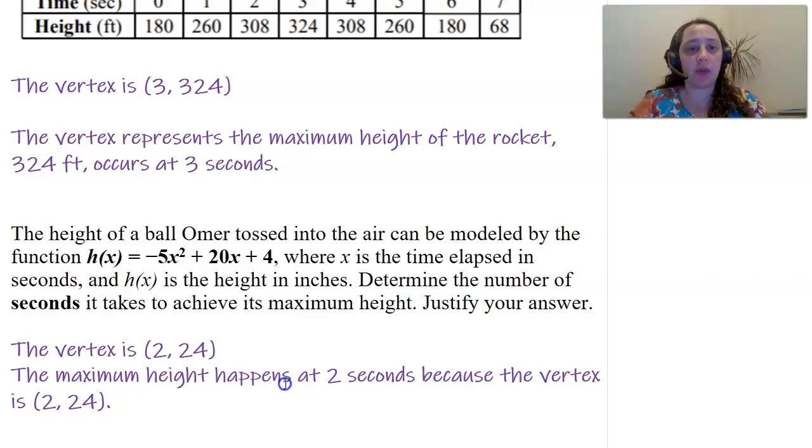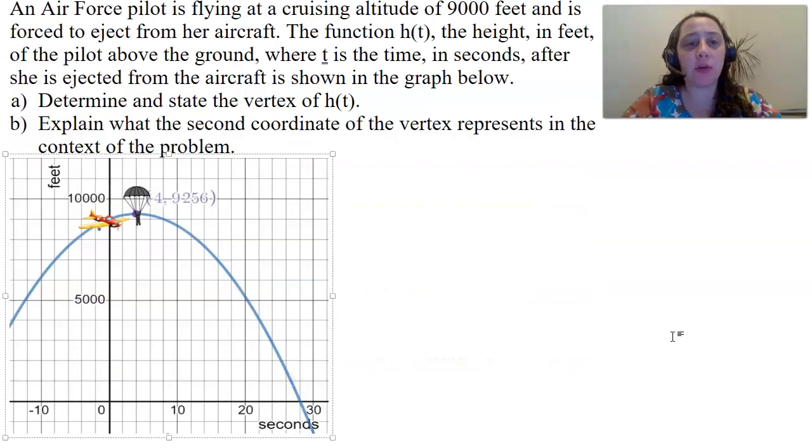Let's do one more example. An Air Force pilot is flying at a cruising altitude of 9,000 feet and is forced to eject from her aircraft. So here we have the airplane, and she's forced to jump out of the plane. The function h of t, the height in feet above the ground, where t is time in seconds, after she's ejected from the aircraft is shown in the graph below. So here's our function h of t, and this is our height in feet, and this is our time t in seconds.